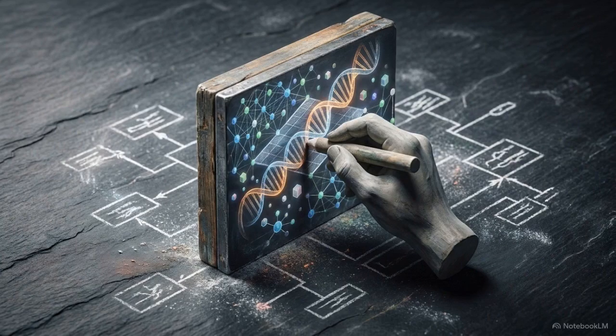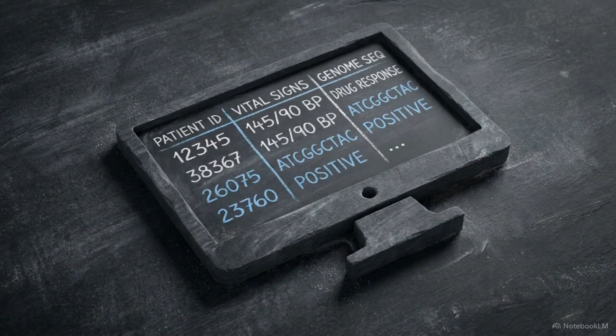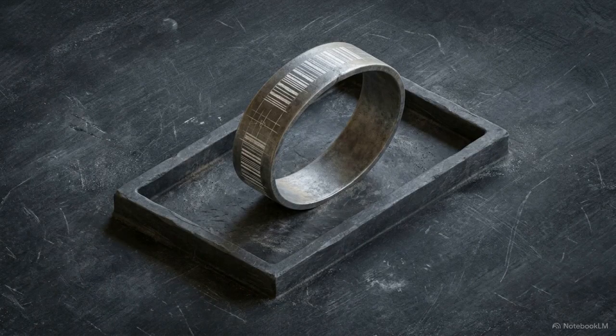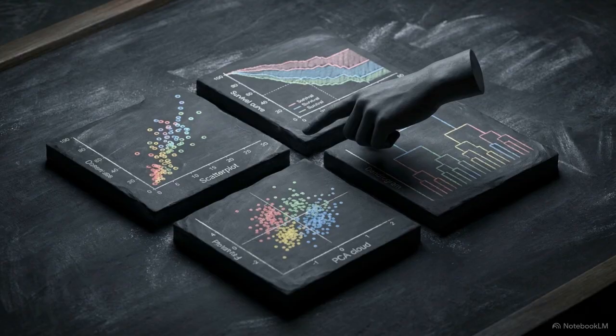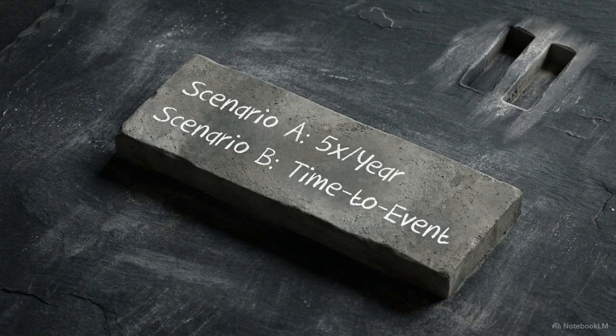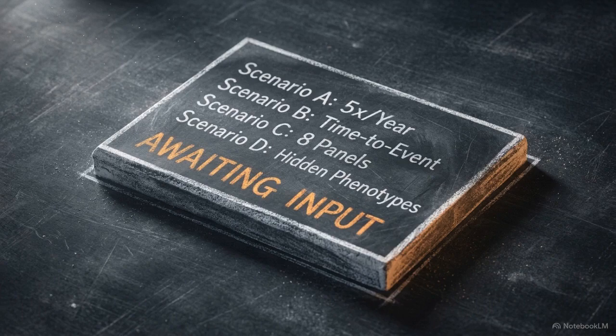Efficient analysis begins by defining 4 parameters: the nature of the outcome, the data type, the independence of observations, and whether the goal is to explain, track, reduce, or group. Apply these parameters to the scenarios on screen: blood pressure measured 5 times a year, the time to a first infarct, processing 8 inflammatory panels, and searching for an orphan phenotype. Assign the correct mathematical model to each.